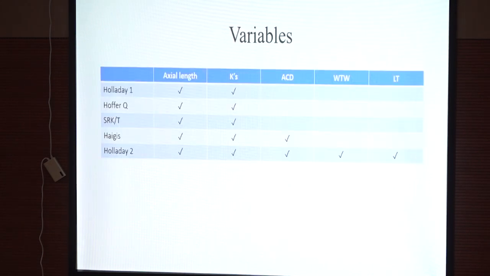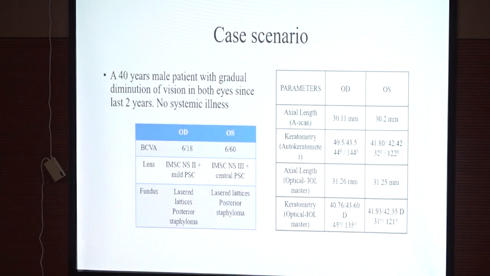Now, depending upon the various generations of the formula, as we keep on progressing towards the newer formulas, more variables are included in calculating the IOL power. For example, in the basic formula, you will see that the axial length and the keratometry are included, whereas as we keep on progressing, other variables including your anterior chamber depth, the white-to-white diameter and the lens thickness are also included to make it more accurate.